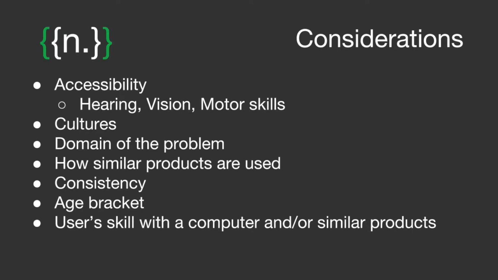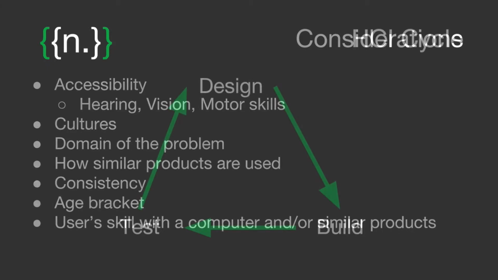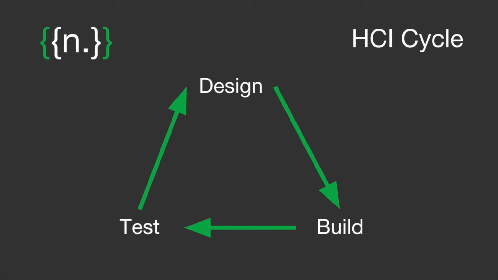Consistency. If the button's on the left side of the screen normally, why is it now on the right? What about the user's age bracket? Does a 17-year-old use a computer differently to an 80-year-old? What about someone's skill with the computer? Do they really know all those keyboard shortcuts? Do they use them?